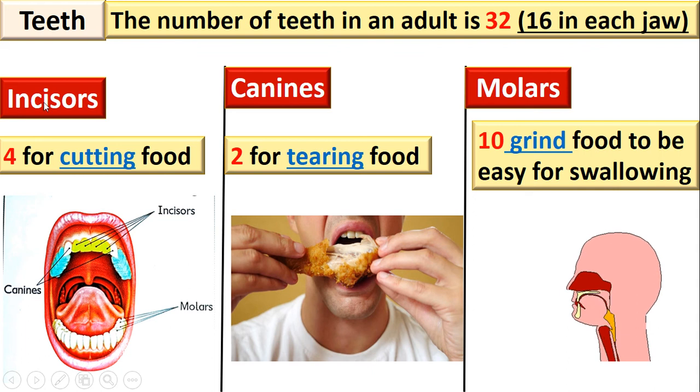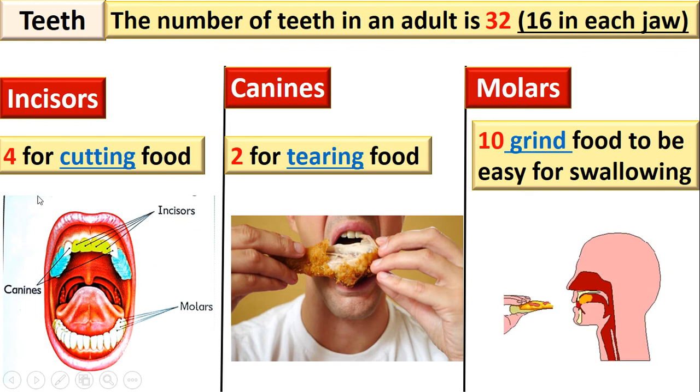So we have 3 types of teeth in each jaw: incisors, canines, molars. Again, incisors, canines, and molars. So let's go to the incisors.